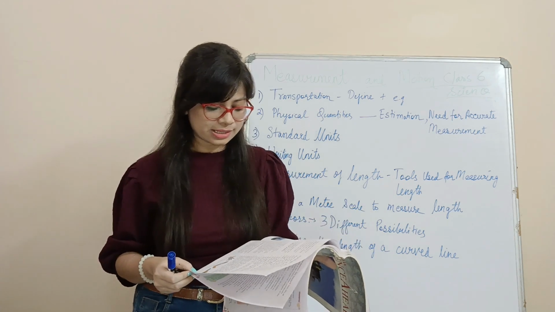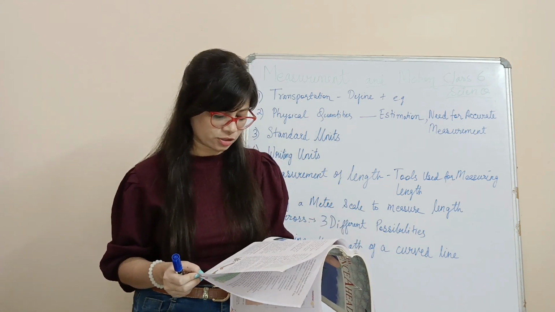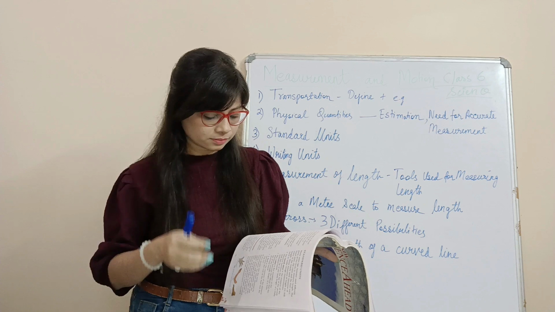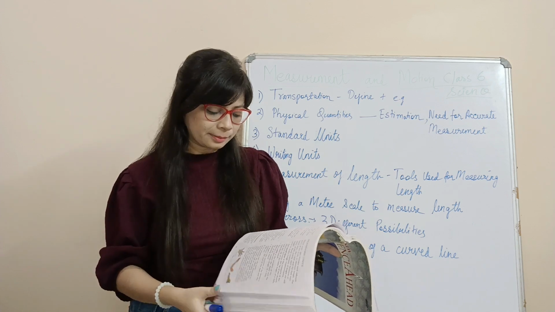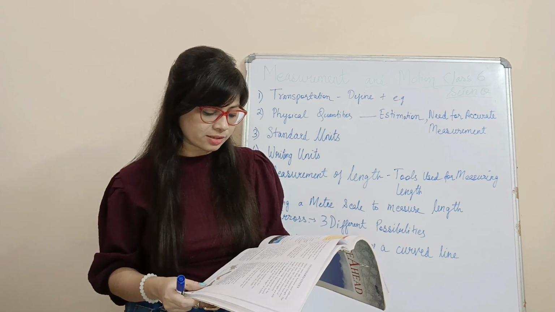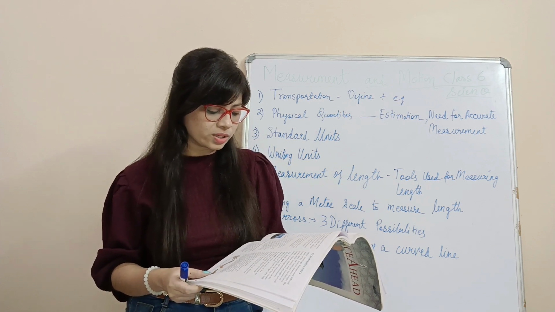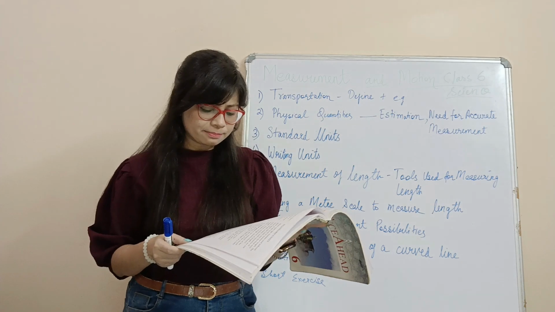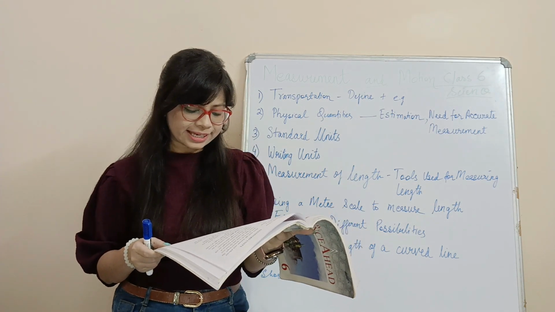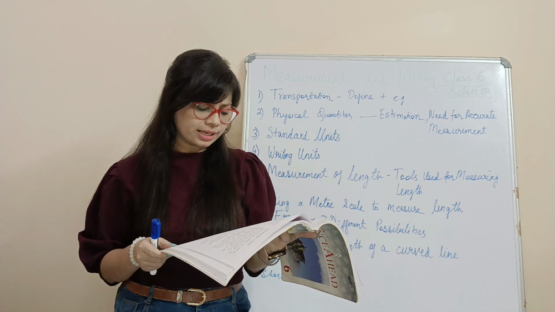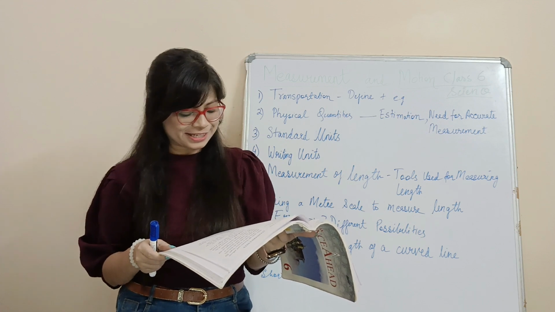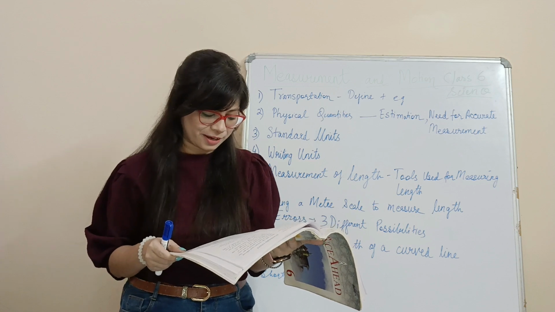So the next topic is the need for accurate measurements. In many cases, an accurate measurement is required and a rough estimate will not suffice. For example, a doctor needs to measure the exact temperature of a patient, and a scientist has to know the exact amount of reactants needed to carry out an experiment.